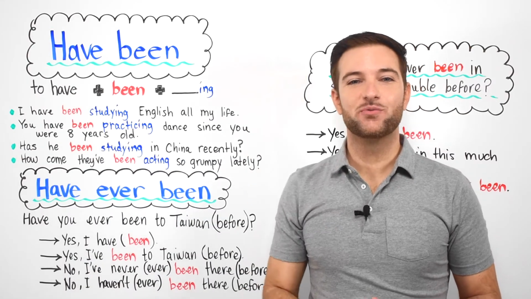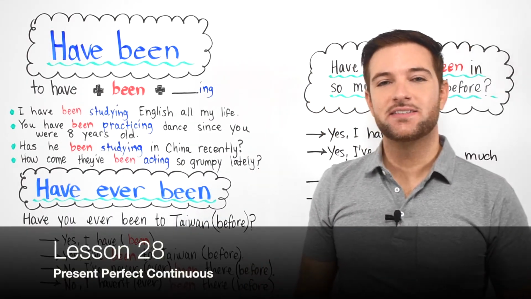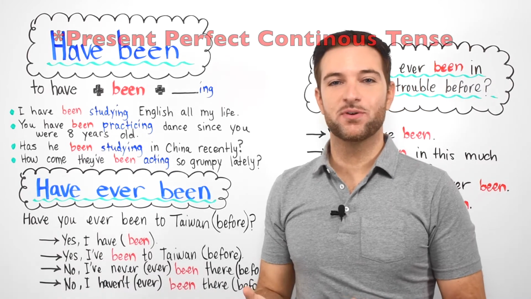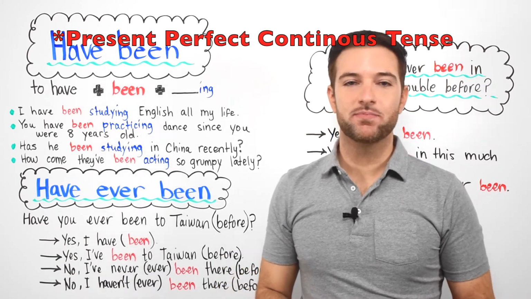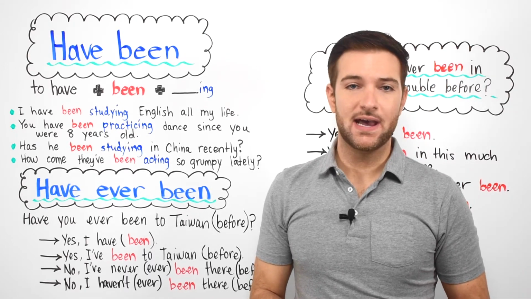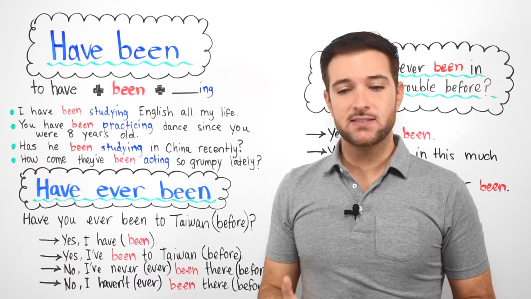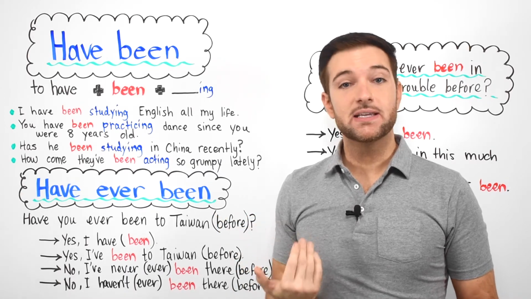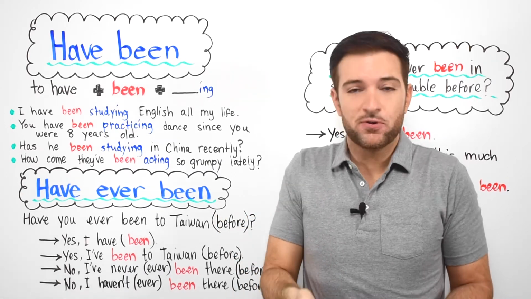Hi, welcome back everyone. This is lesson number 28, and today we're going to be talking about the present perfect tense in English. So the present perfect tense is used when you want to talk about something that started in the past and continues from the past to the present, to this present moment right now.